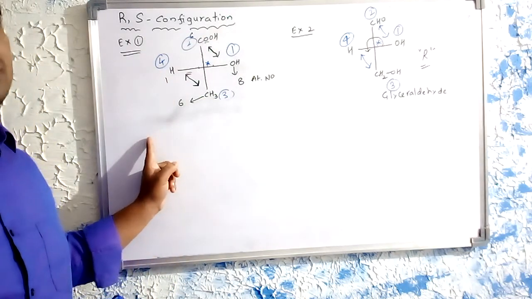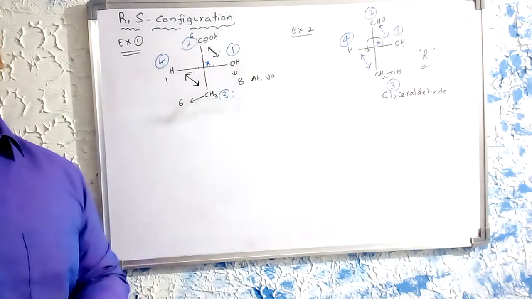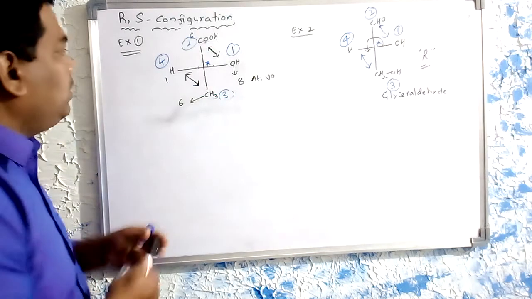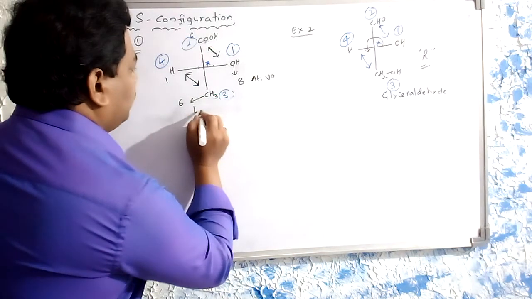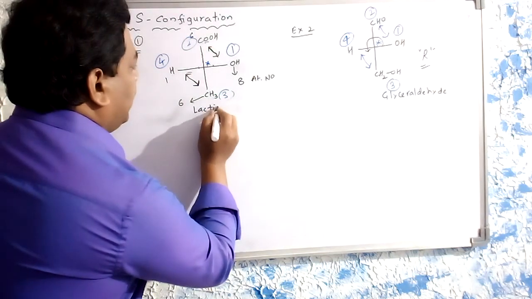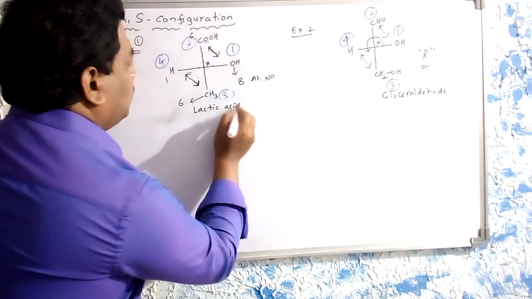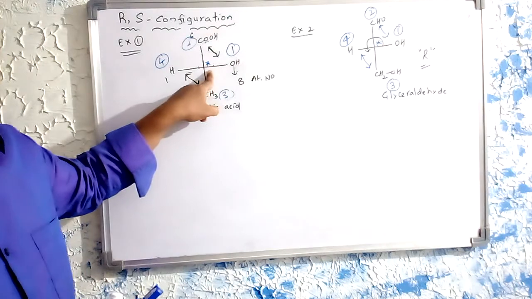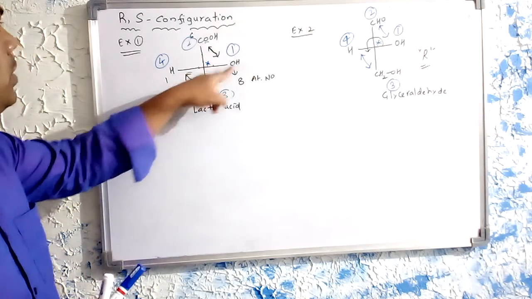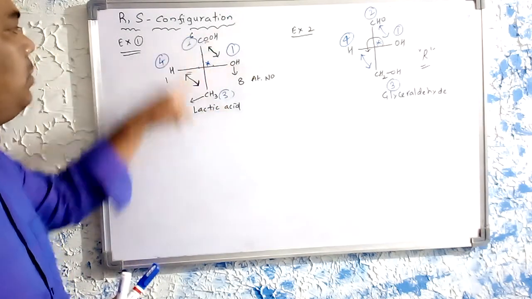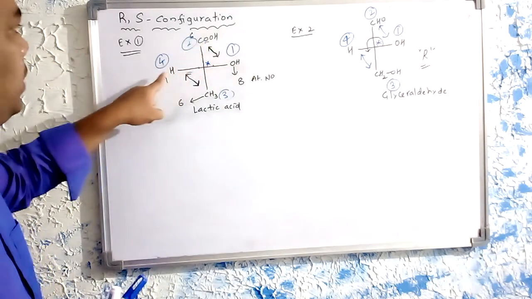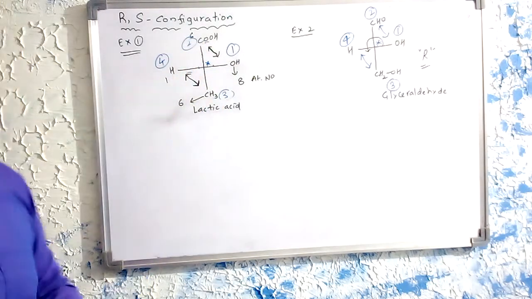Now let us see the examples of R-S configuration. This is lactic acid. This is a chiral carbon atom. This chiral carbon atom is attached with different functional groups: OH, COOH, CH3, and hydrogen.